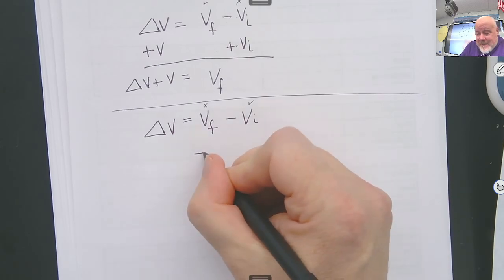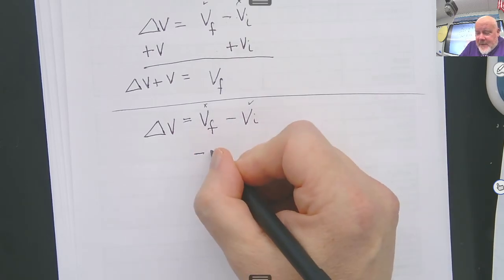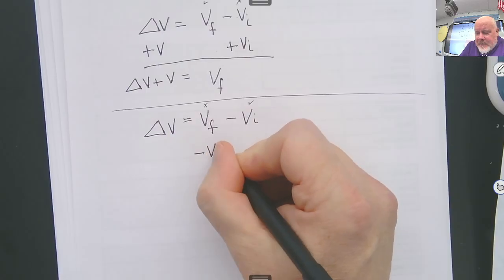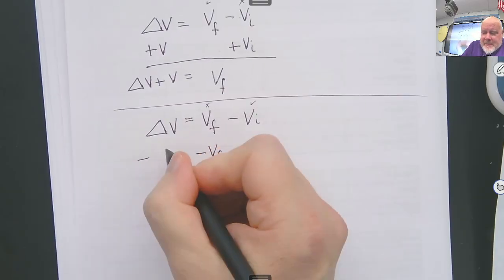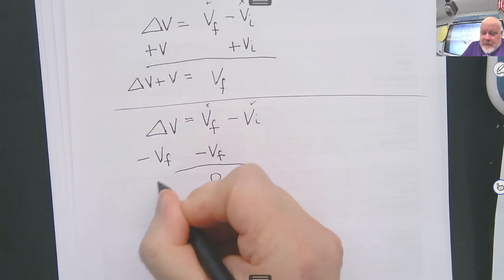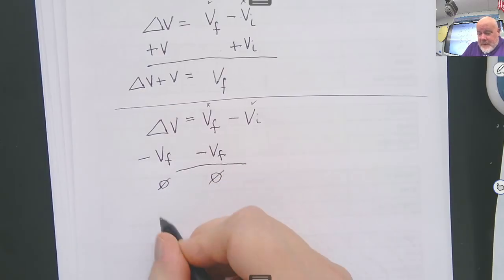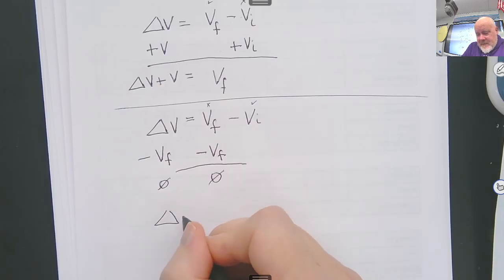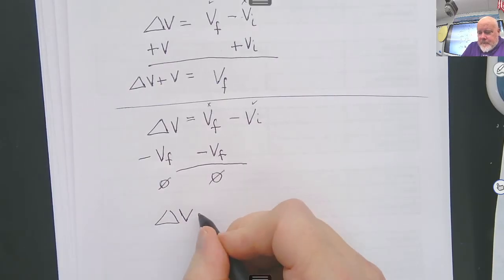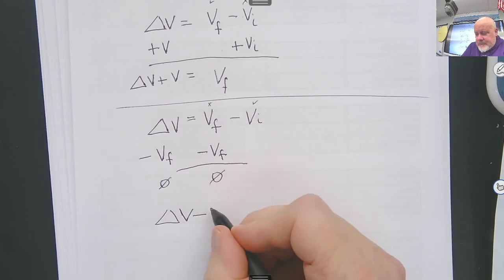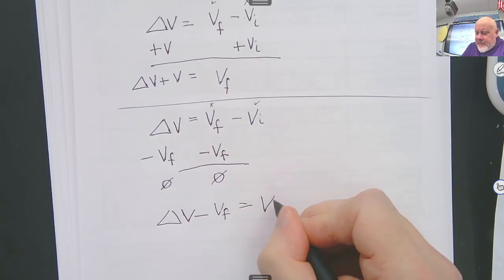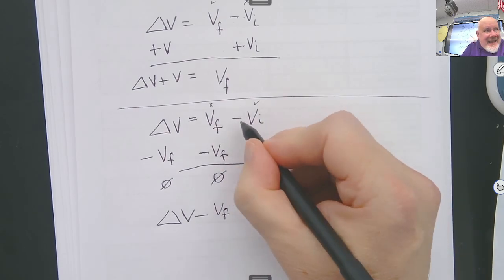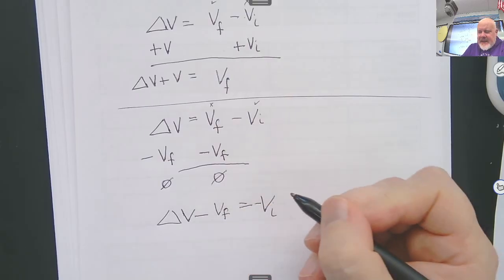So same thing again. Since this is a positive velocity, I'm going to say minus velocity final. That's going to equal 0. And then do the same thing on this side, minus velocity final. Okay, that means change in velocity minus velocity final is going to equal velocity initial, except that this was a negative number, so this is a negative.